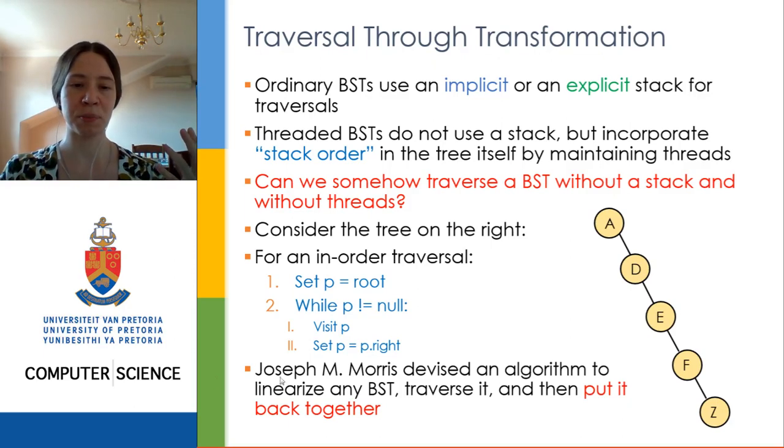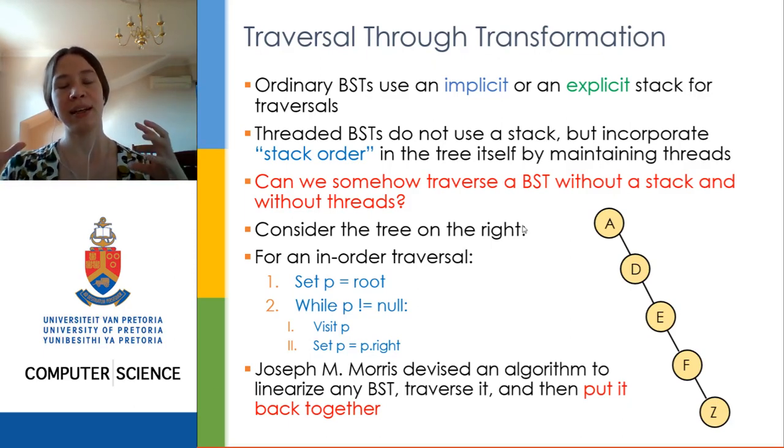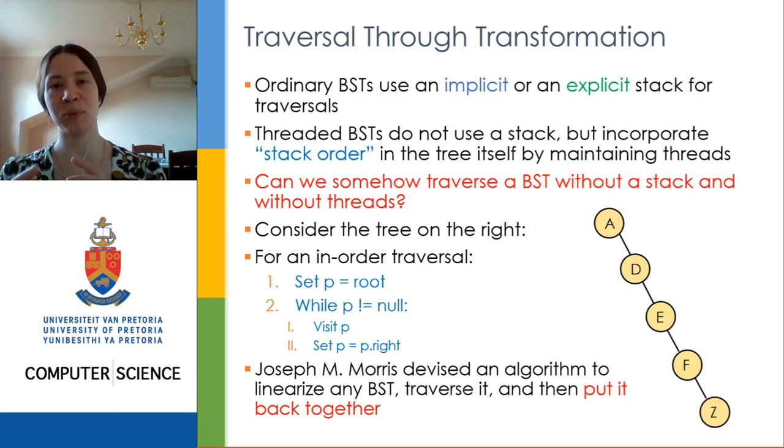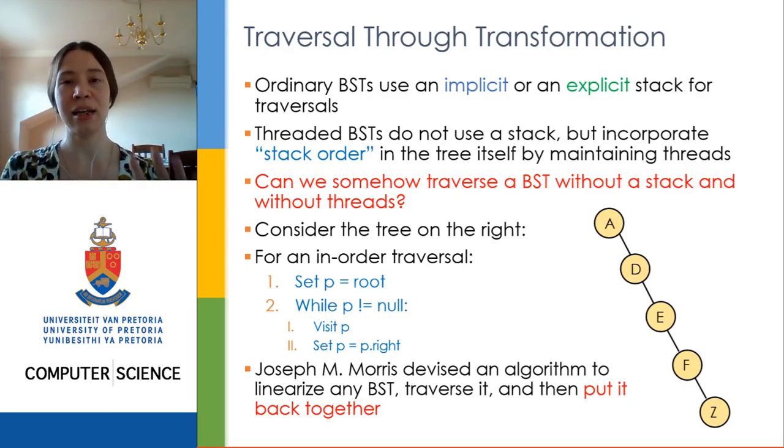An algorithm was first proposed by Joseph Morris. It's an algorithm that basically takes a tree of an arbitrary shape, it converts it into a really, really long right branch, it prints it, and then at the end of the day, it also manages to put it back together. This traversal is known as the traversal through transformation. We will not be modifying the internal workings of the data structure, but we will be modifying the shape of the data structure along the way. Let's see how this works. Let's look at this interesting algorithm.